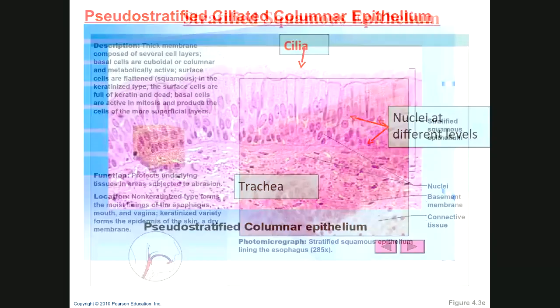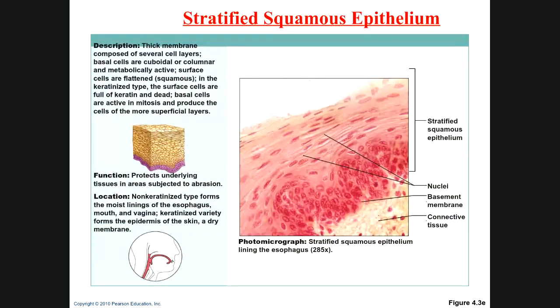Okay, so that takes care of simple epithelial tissue. What we have left will be the stratified epithelial tissue. And we're going to see two types of a stratified epithelium: a stratified squamous epithelium and transitional epithelium. So we're going to tackle the stratified squamous first.